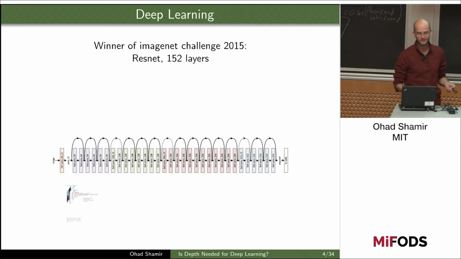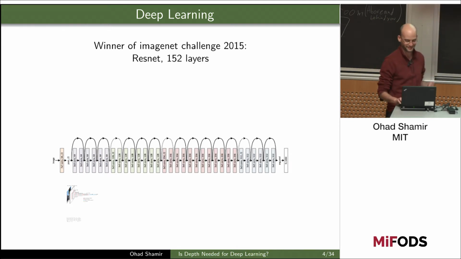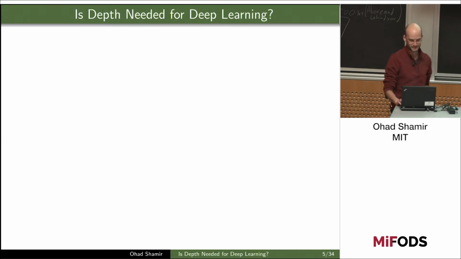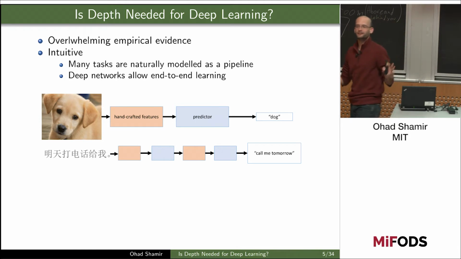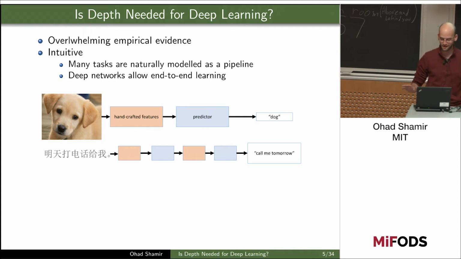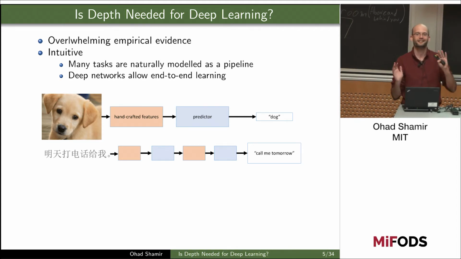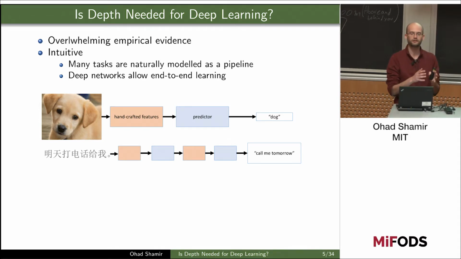And the very natural question is, do we really need this depth for deep learning, for getting these kinds of amazing practical results? First of all, empirically, the answer is very clearly yes. The kind of performance you can get with these networks is nowhere close to what you can get with shallow networks with just a few layers. And when you think about it, it's also very intuitive, because many of the difficult tasks that we apply neural networks to are naturally modeled as a pipeline.